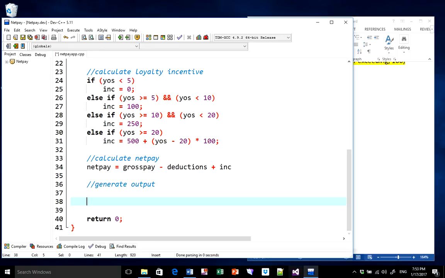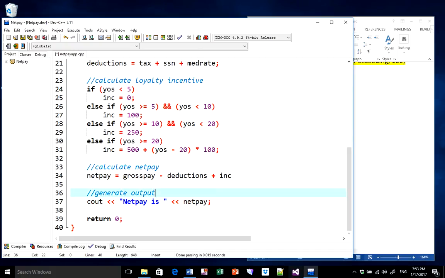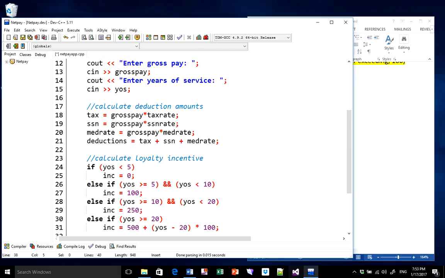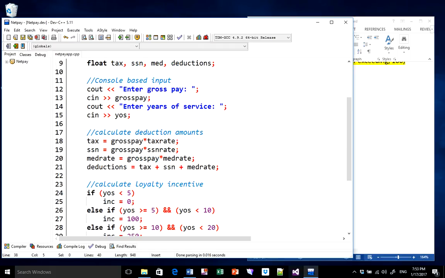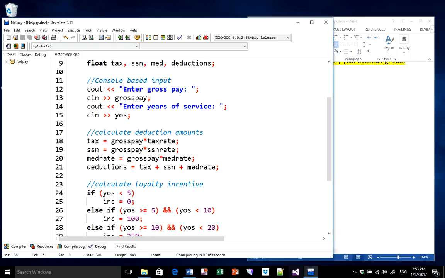So for now, cout. Let's do just the net pay for now. Net pay is net pay. Save this. You guys see any error? Anything weird? I don't think so. So let's run it first and make sure that we get the correct values here.